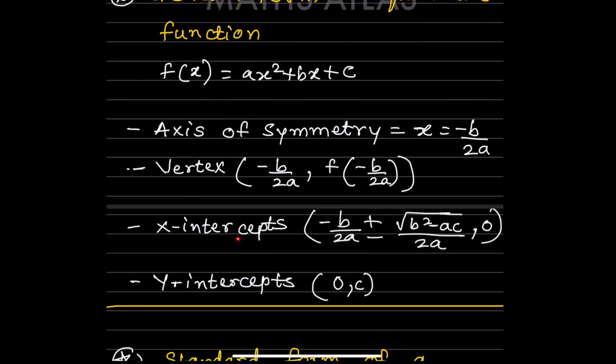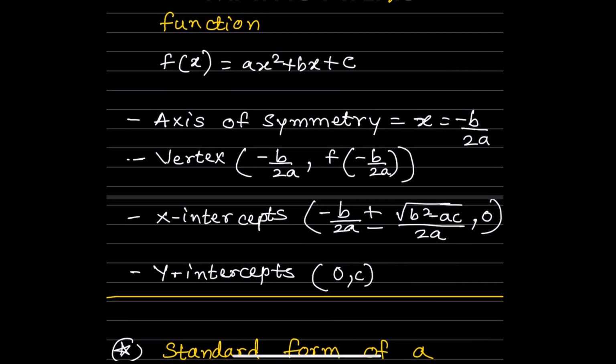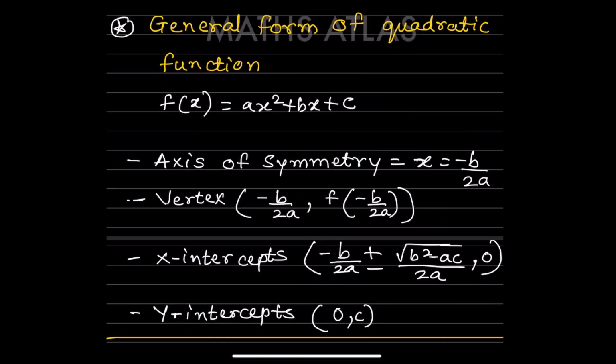And the x-intercept, that is minus b by 2a plus or minus root of b square minus 4ac divided by 2a and 0. So because now whenever there is x-intercept means y is going to be 0. So now can you see this will be x and this y is 0. And for the y-intercept means x is going to be 0. So here 0, this is x and this is y. And the other point is going to be this one, the c. So hope this is clear to you.